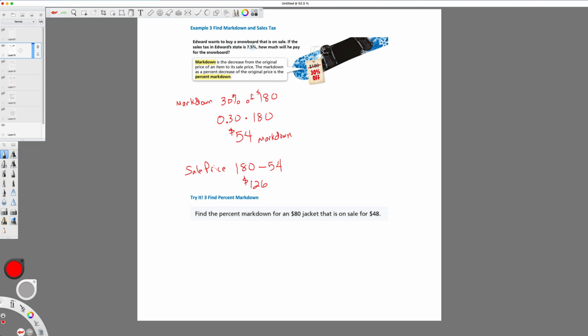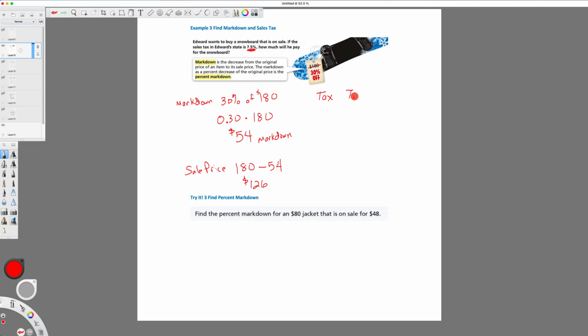Well, since it's on sale for that, the tax that's charged is figured off of this lower amount. You don't have to pay tax on the full price because you didn't pay that price. You pay tax on this lowered price, which is a good thing for you. You don't have to pay as much. So now we need to figure out how much tax they're going to add on. Well, it says the sales tax in his state is 7.5%.